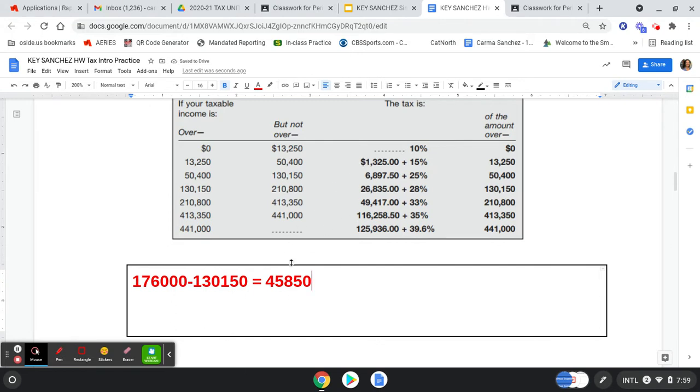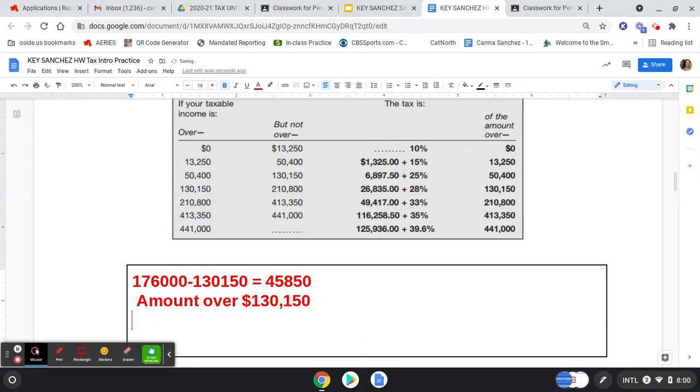And so this is the amount we're going to be taking 28% of because it's the amount over 130,150. So we take our income, we subtract 130,150, which gives us 45,850. This is the amount over 130,150. So it tells us in that row that our tax amount is 26,835 plus 28% of the amount over. So 45,850. That's the number we just got.